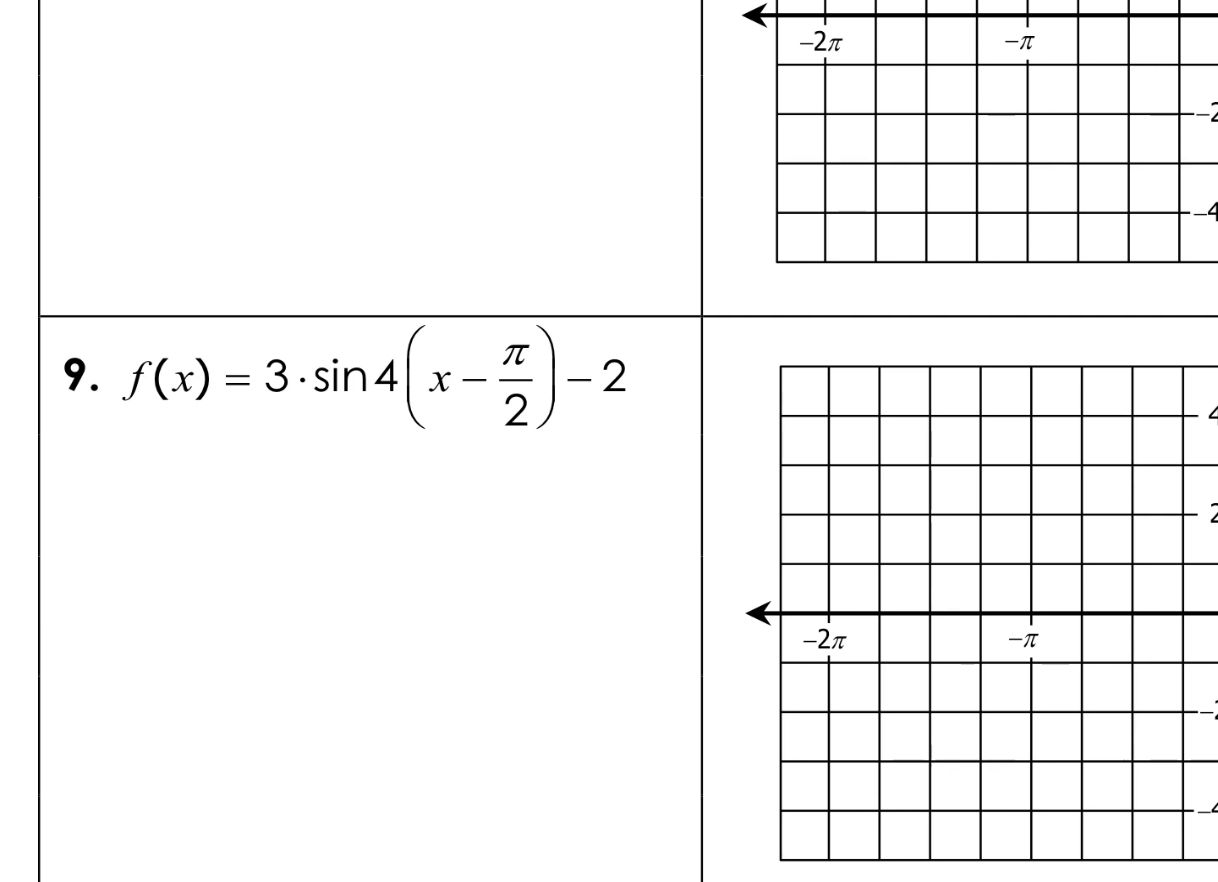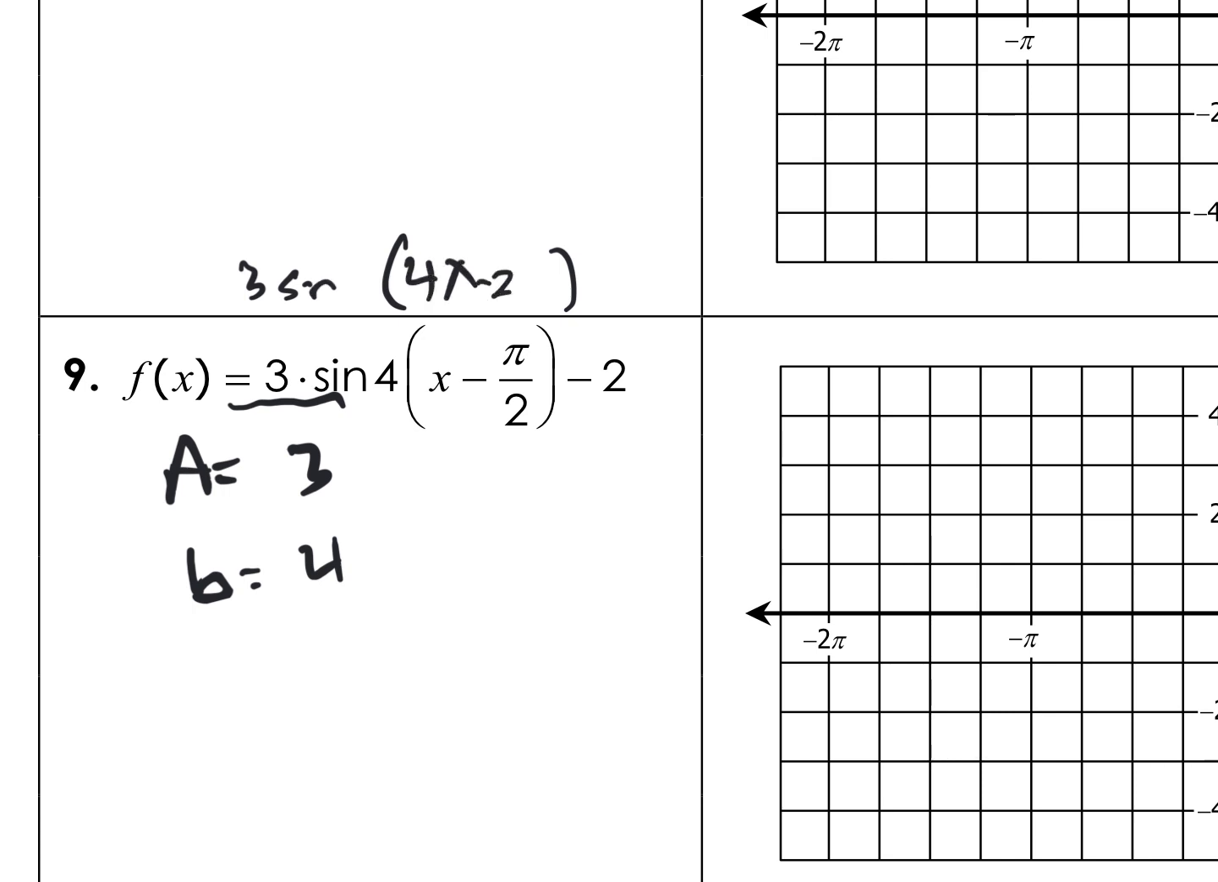9's a regular sine curve. It's not negative, so it's not upside down. So what's my amplitude? 3. What's my B? 4. It's already factored out. You can imagine what would happen if they gave it to you the other way. Would you have understood it if it said 3 sine of 4x minus 2 pi?